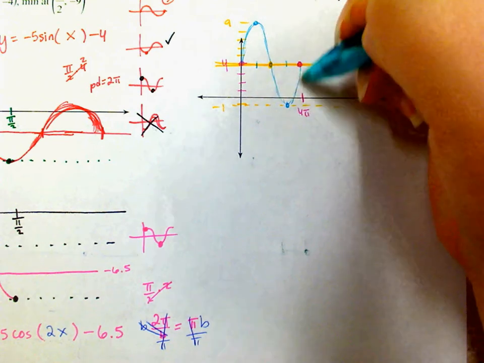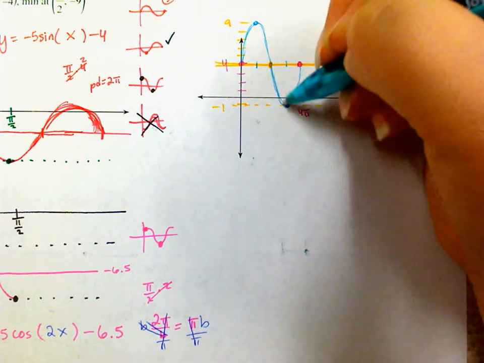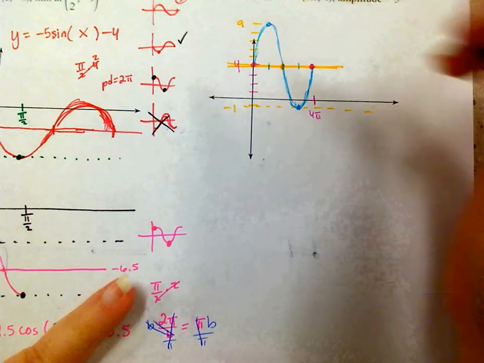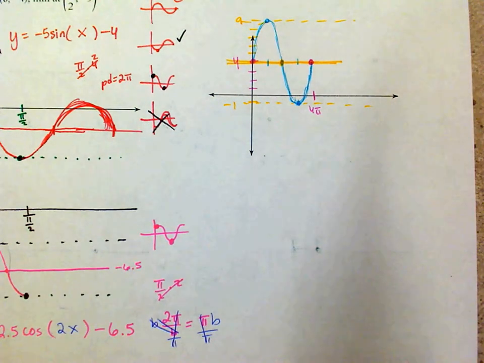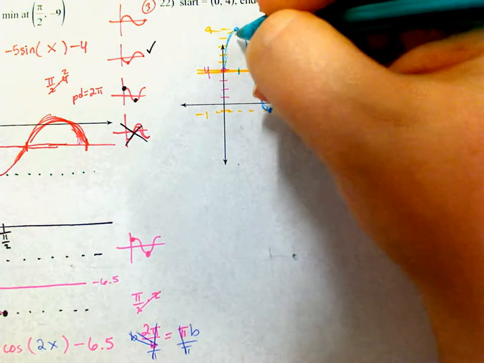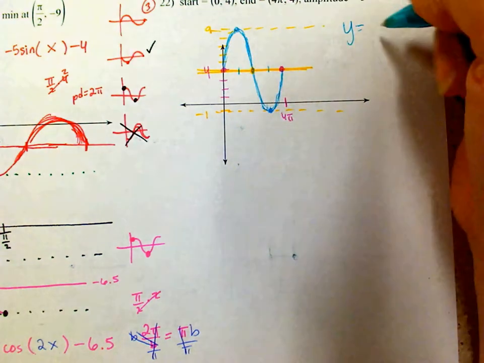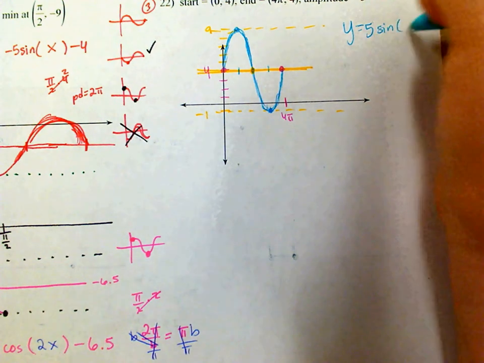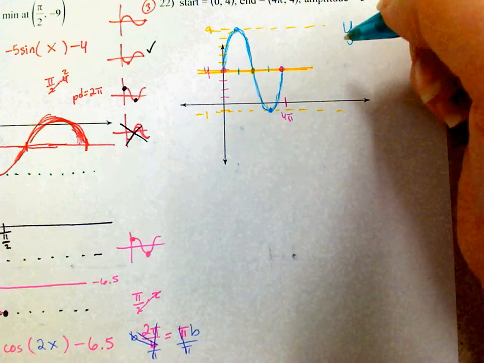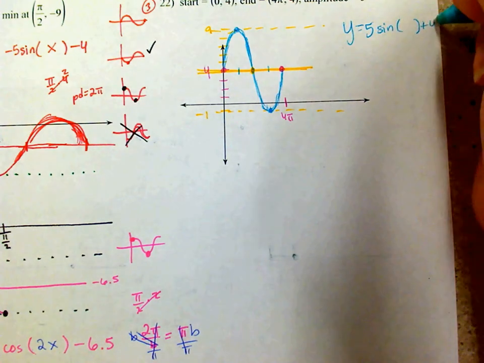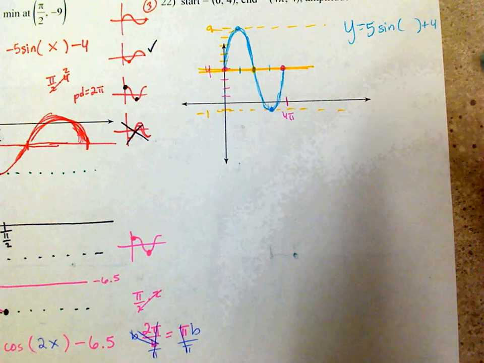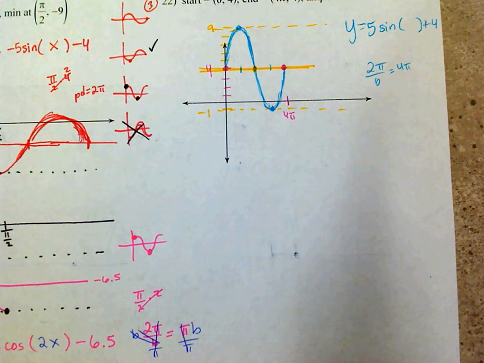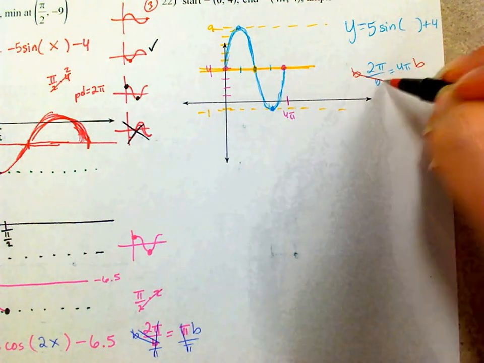Okay, so the equation for that one is y equals a positive sine wave with an amplitude of 5 and a midline of 4, and my period is 4 pi. 2 pi over b equals 4 pi. Multiply by b, and 2 pi equals 4 pi divided by b, divided by 4 pi, and you get 1/2. So it's x divided by 2. Okay.